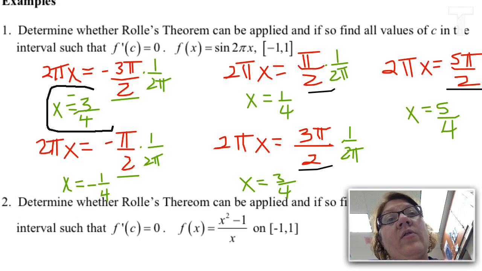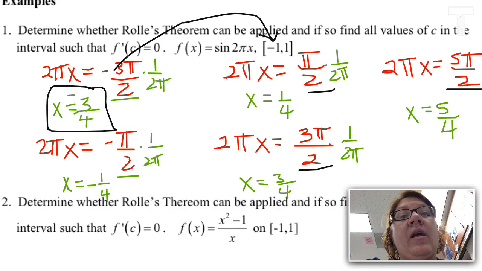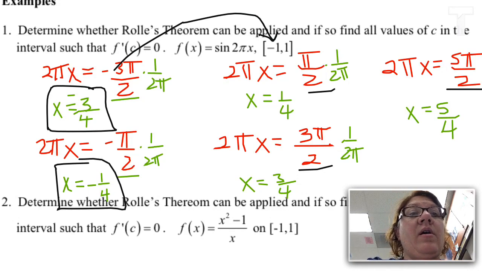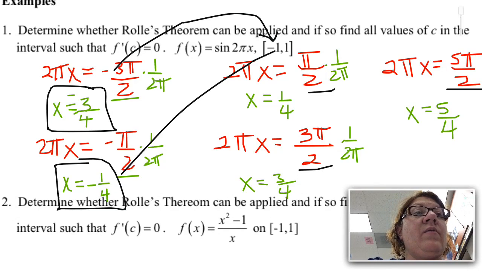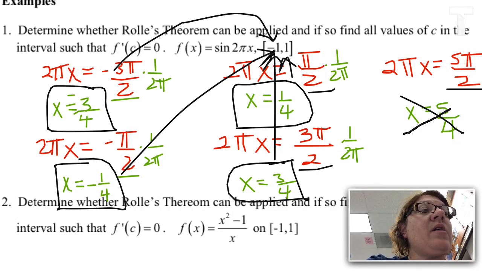So I get a negative 3/4. Can I keep it? I can. It's in the interval. I get negative 1/4. Can I keep it? I can. It's in the interval. Positive 1/4. Can I keep it? I can. It's in the interval. Positive 3/4. Can I keep it? You can. 5/4. No, you can't. It's not in the interval.